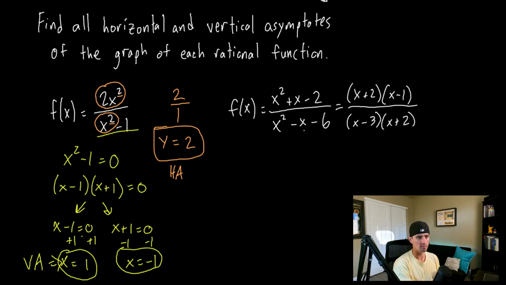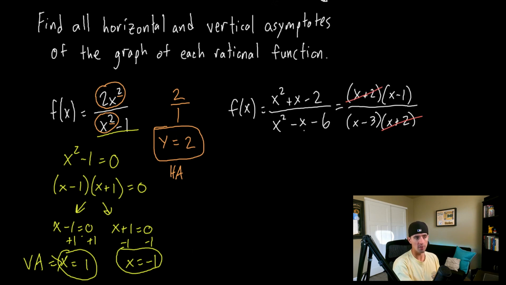Negative 3 times 2 is negative 6. Negative 3 plus 2 is negative 1. Okay, so they factor out this way. So now look what we have here. We've got to be very careful here. Now we see that we actually have a common factor. So that's kind of a problem.